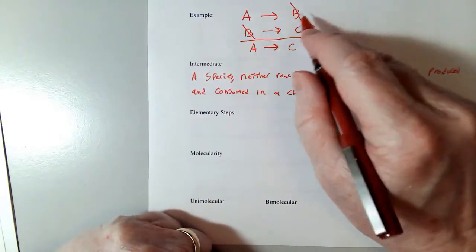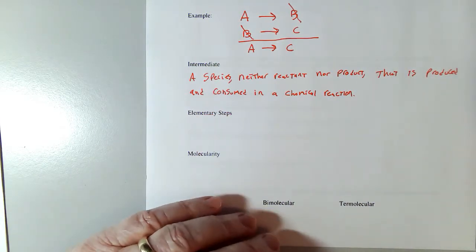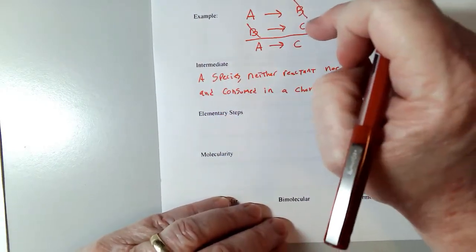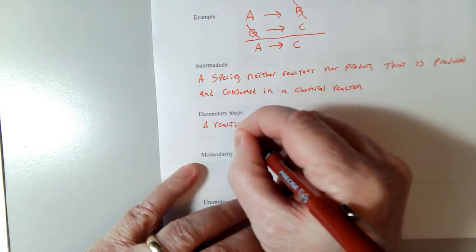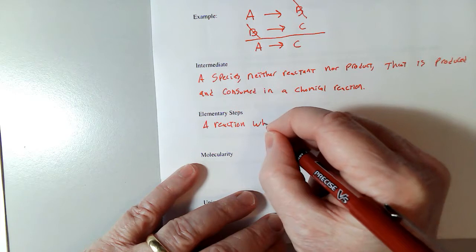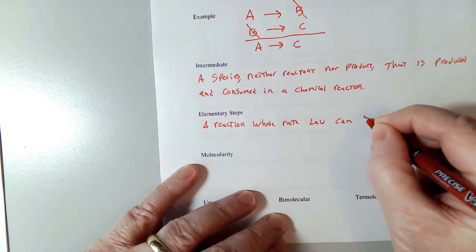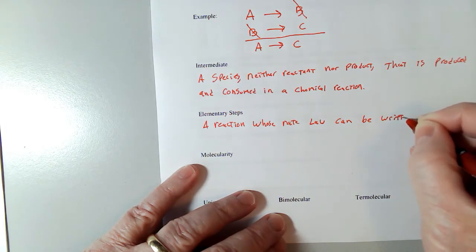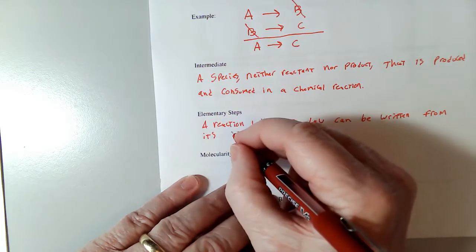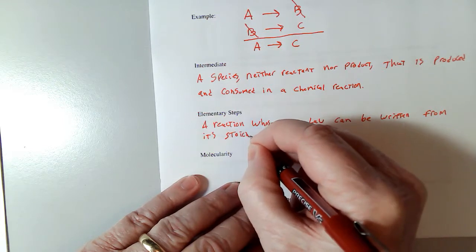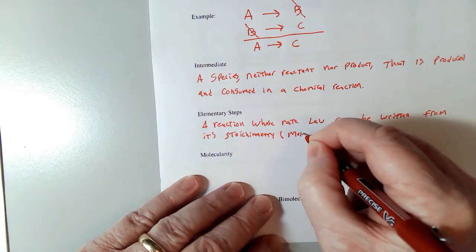Okay, that would be B. It's produced, it's consumed, that's it. So, the elementary steps. That's an elementary step, and that's an elementary step. It is a reaction whose rate law can be written from its stoichiometry. Or some people would say from its molecularity.